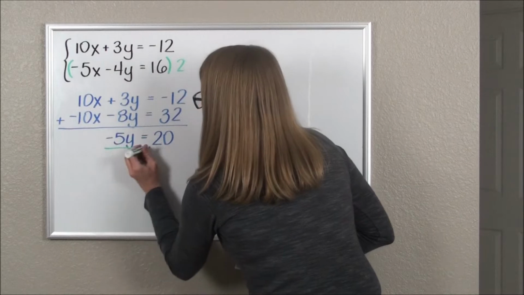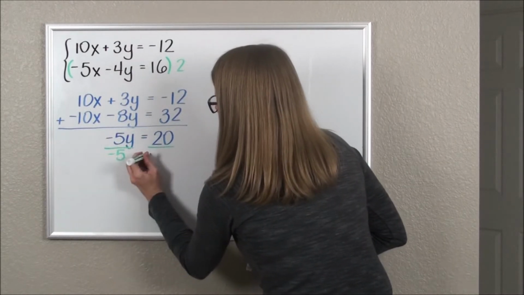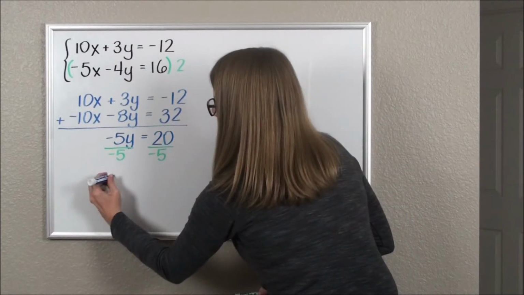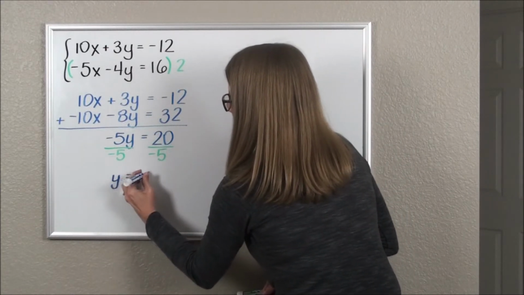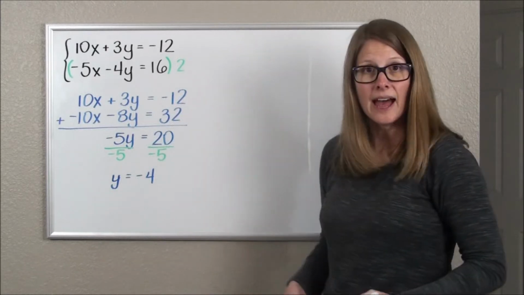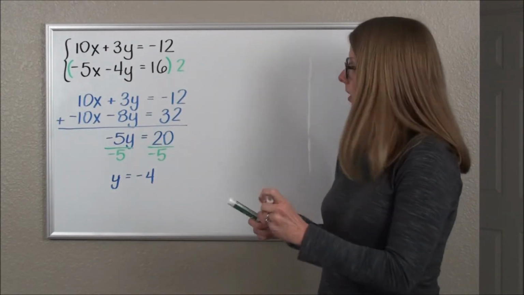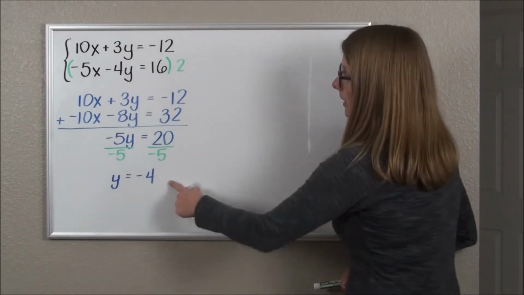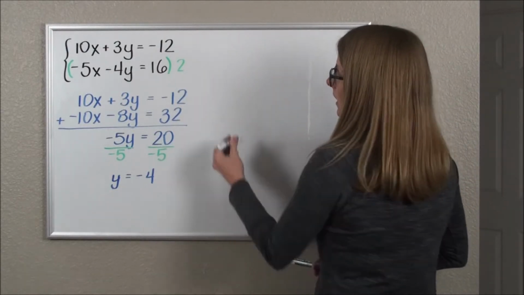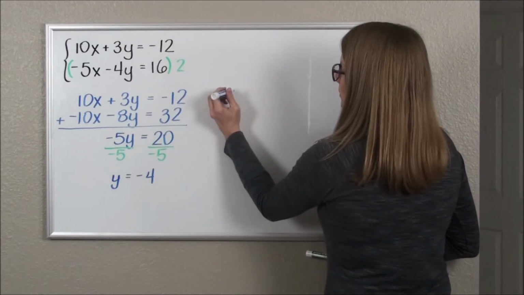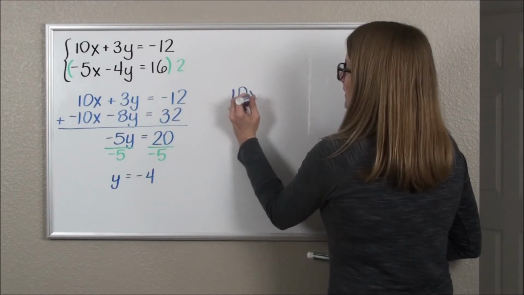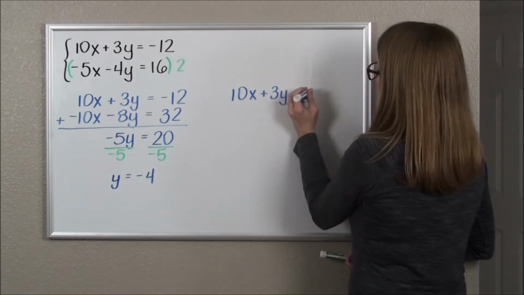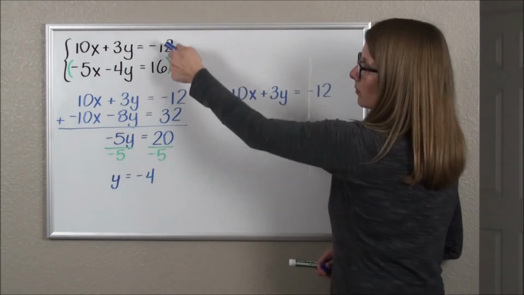To isolate the y, we'll divide by -5. And so we get y equals -4. Again, that's only half the battle. We need 2 parts to our solution. There's an x-coordinate and the y-coordinate. So I'm going to plug this back into one of the originals. I'll go ahead and do the first original. It has fewer negatives. It doesn't actually matter which original equation you choose. Just make sure it's one of the 2 originals.